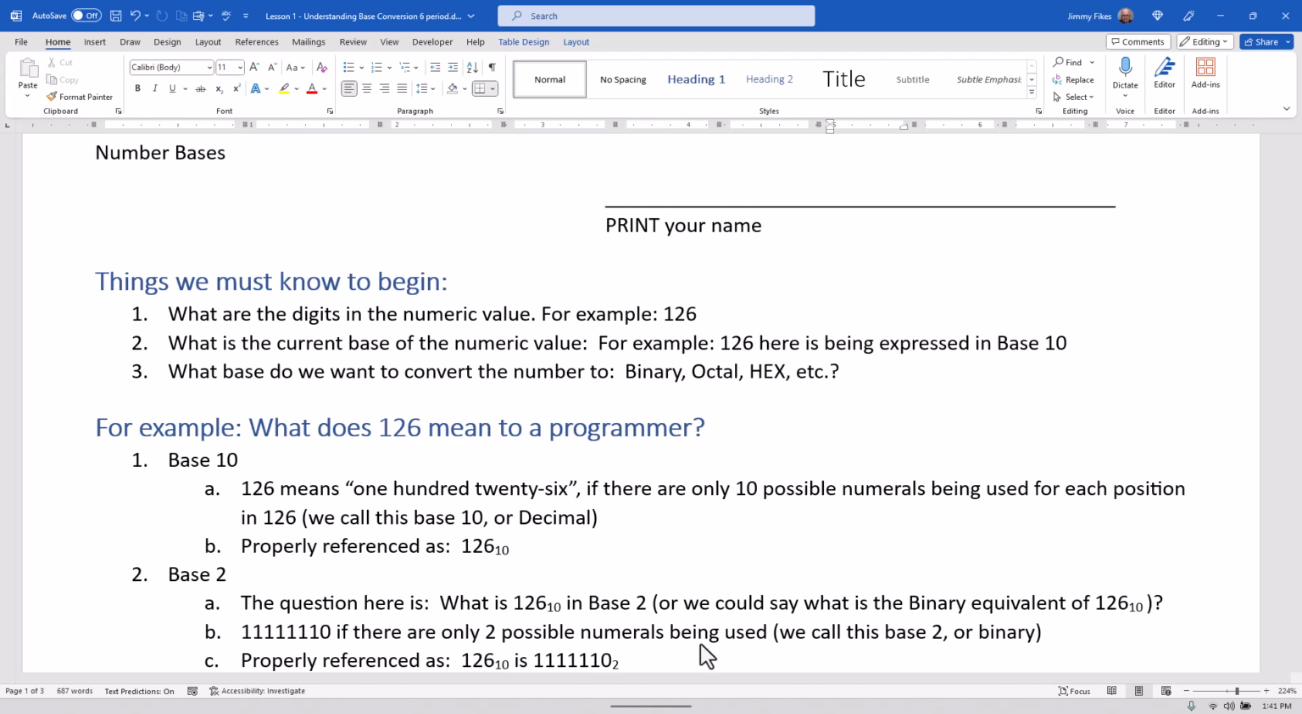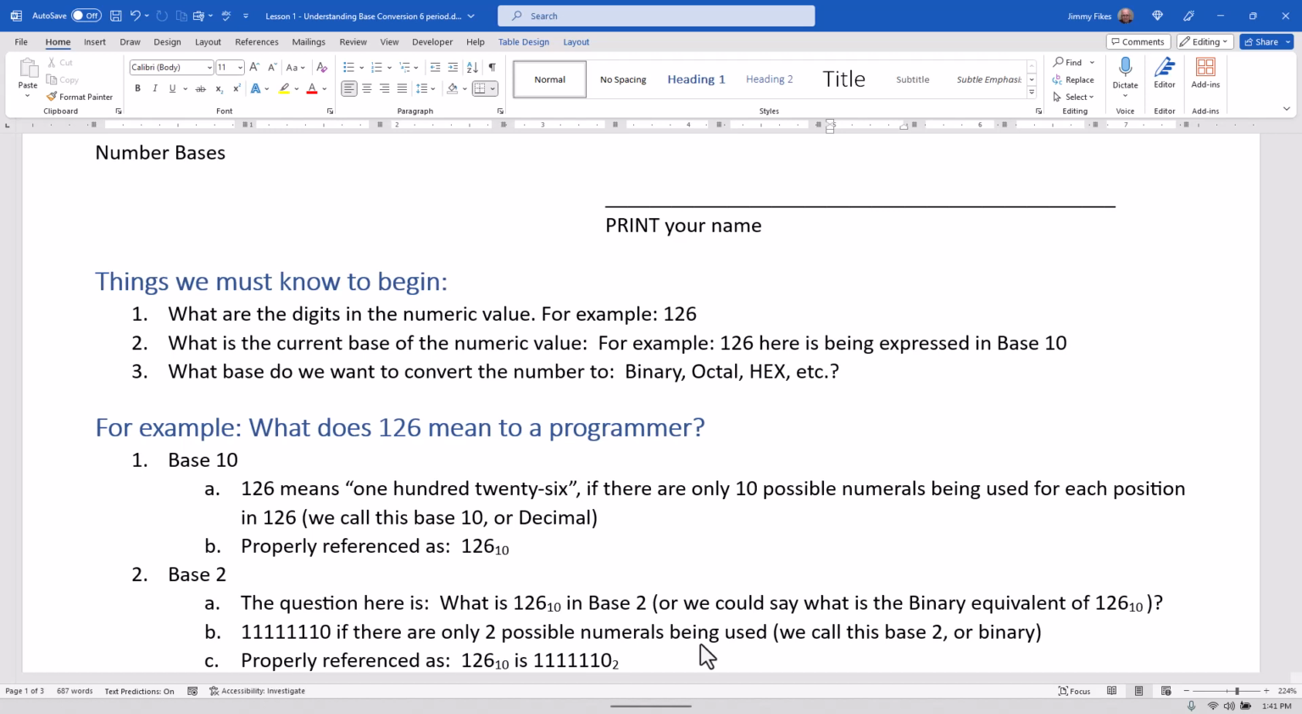And so we're going to start at the top of the page, page 1 of 3, and it says the things that we must know in order to begin. If we're going to be a programmer and somebody, maybe us, needs to do something with a number like 126, notice when you see the number 126, until you know that it's a base 10 number, that does not mean 126. You have got to know that it's in base 10 before you can call it 126.